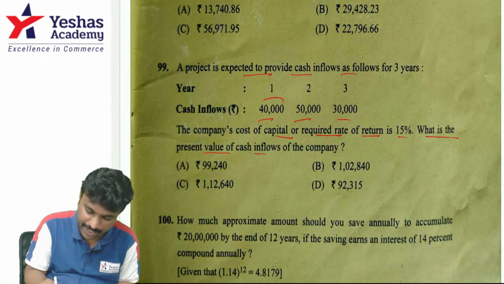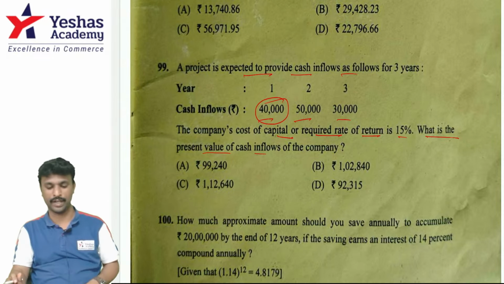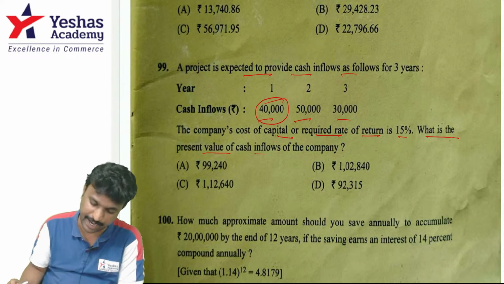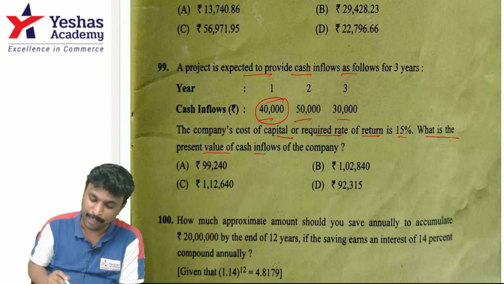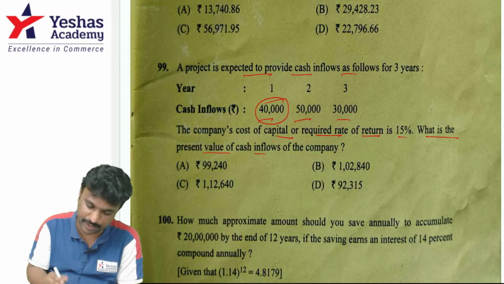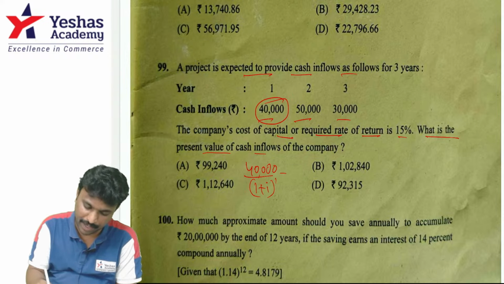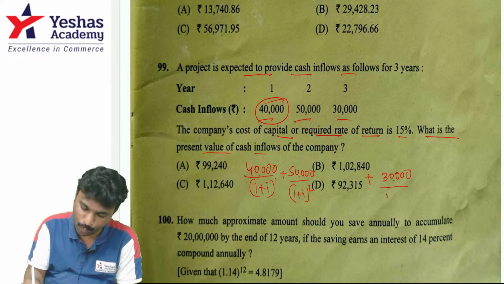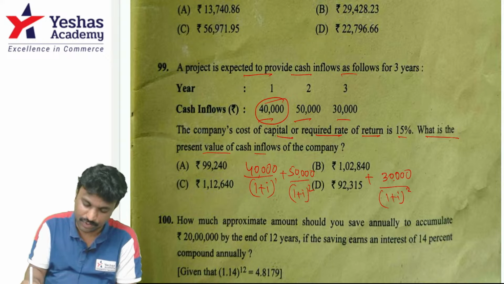See, for the first inflow, this is year one, 40,000. You get this at the end of the first year. So what is the present value of this 40,000? 40,000 divided by 1 plus I power 1. Second payment, 50,000 divided by 1 plus I whole power 2. The third payment is 30,000 divided by 1 plus I whole power 3, right?